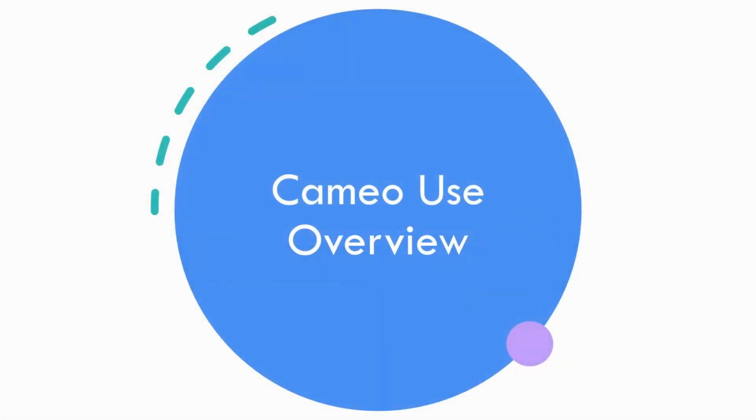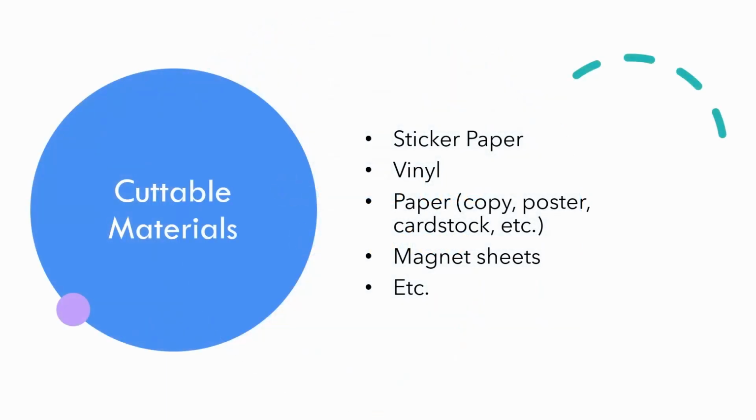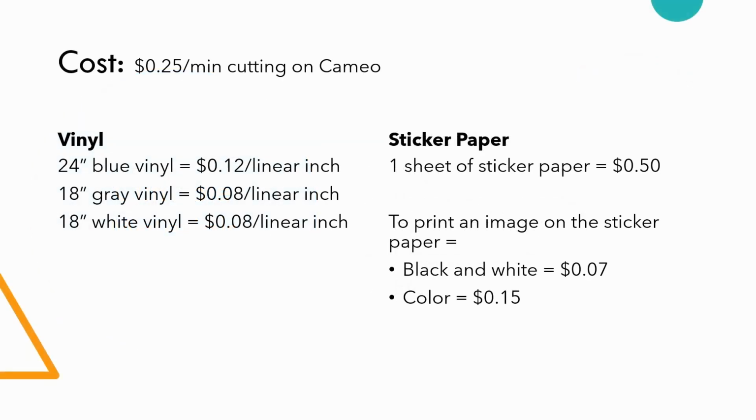To get started, we're going to run over some of the basics of what we can do with the Cameo. There's a lot that can be cut on the Cameo, but some of the most common uses are on sticker paper, vinyl, and paper. Cutting on the Cameo costs 25 cents a minute. You can bring in your own material to use, or you can buy some of our vinyl or sticker paper.